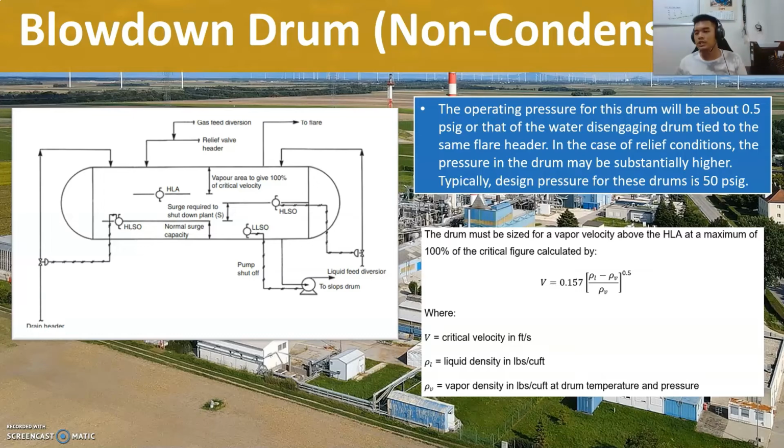In the case of relief conditions, the pressure in the drum may be substantially higher. Typically, design pressures for these drums are 50 pounds per square inch gauge higher. And in terms of equations, the drum must be sized for a vapor velocity above the HLA at a maximum of 100% of the critical figure calculated by this one. So this equation represents the critical velocity as a function of the liquid density and the vapor density, in pounds per cubic feet, at drum temperature and at pressure respectively.